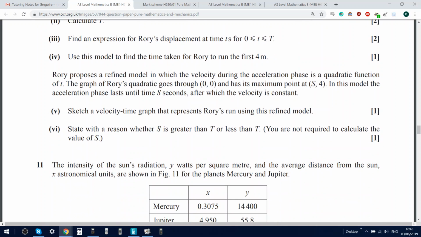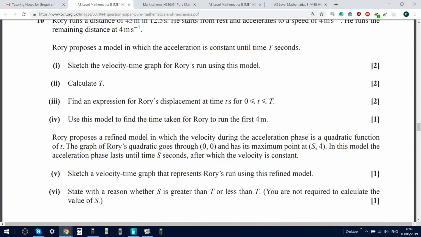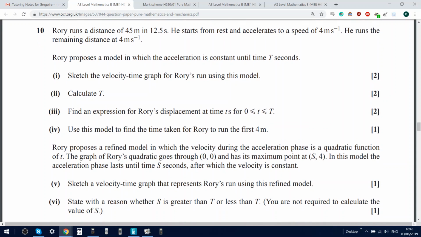So yeah, I calculated t, and then find an expression for Rory's displacement at time t seconds, for 0 to t, and that I just got stuck on. For part 3.